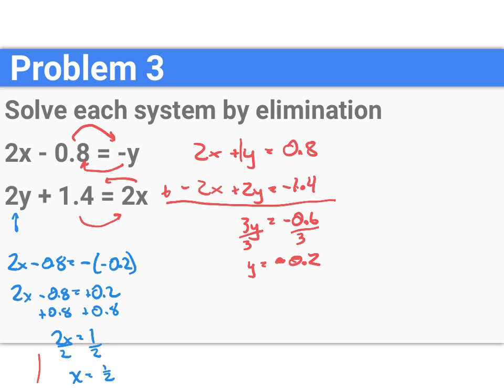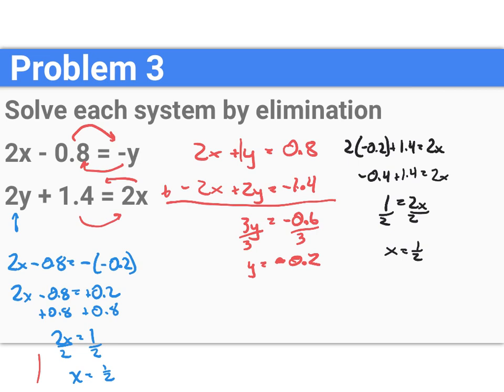Let's do this in black over here. 2 times negative 0.2 plus 1.4 equals 2x. And 2 times negative 0.2 is negative 0.4 plus 1.4 equals 2x. Negative 0.4 plus 1.4 is 1 equals 2x. Divide by 2, divide by 2. And x equals 1/2 again.